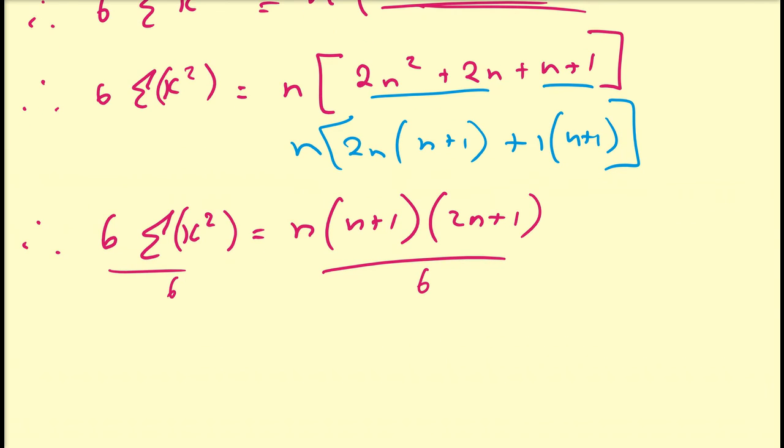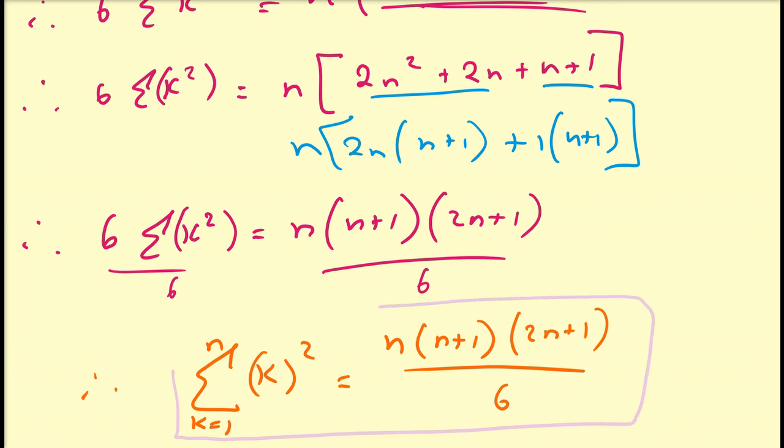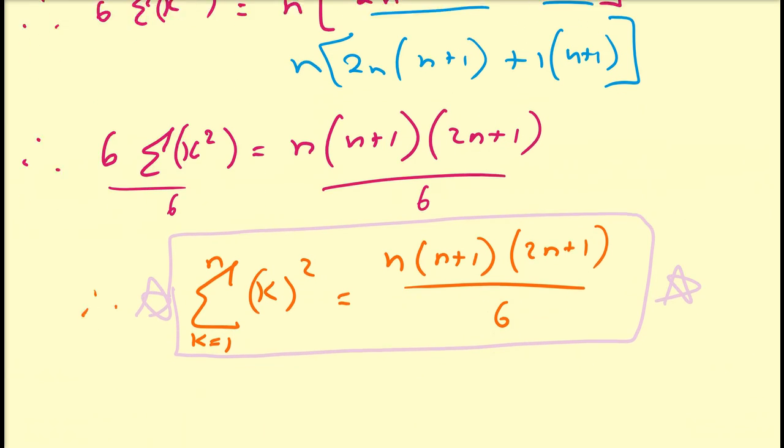So therefore, the sum from k equals 1 to n of k^2 must be equal to n times (n plus 1) times (2n plus 1), all divided by 6. And this is the sum of squares relationship.